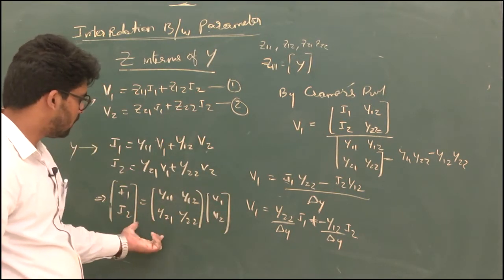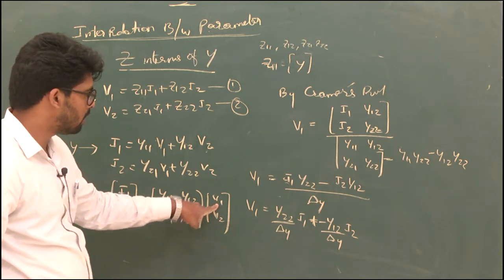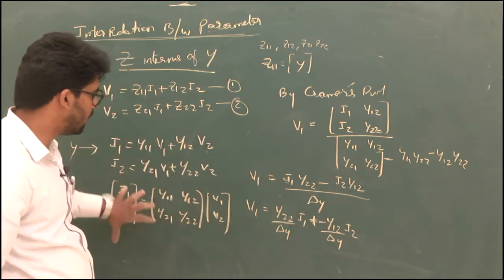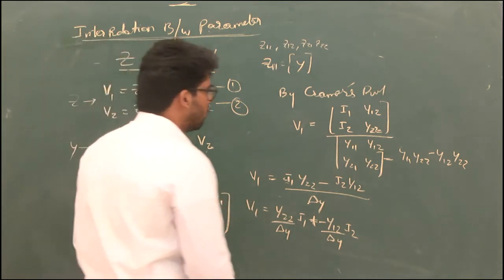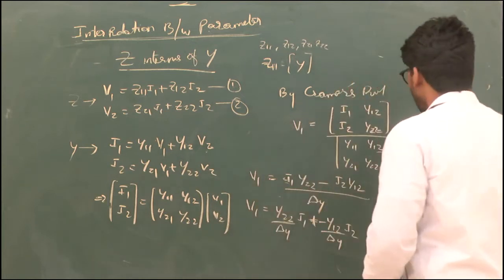In this equation we want the response in terms of I1. So by Cramer's rule, we changed the interrelated expression into the form of I1 and I2. So again, what will we do for the response V2?